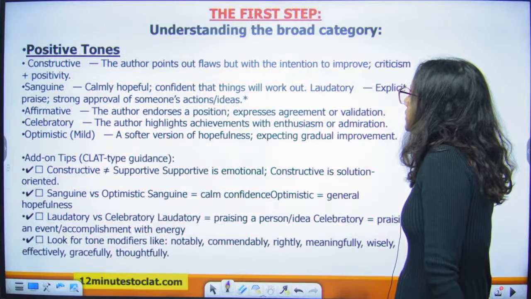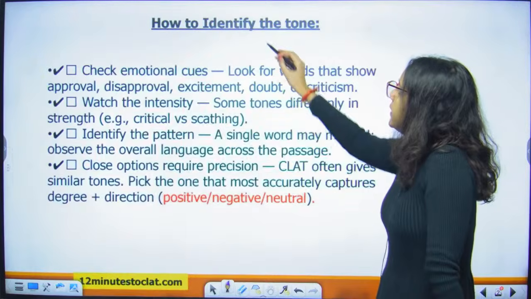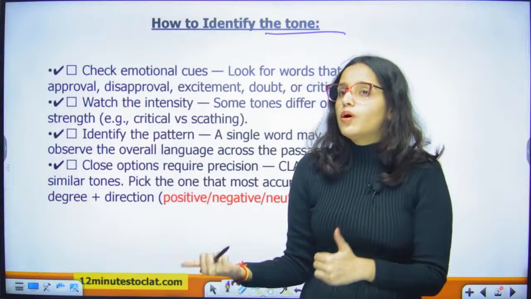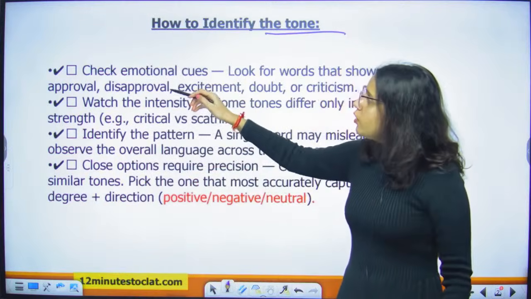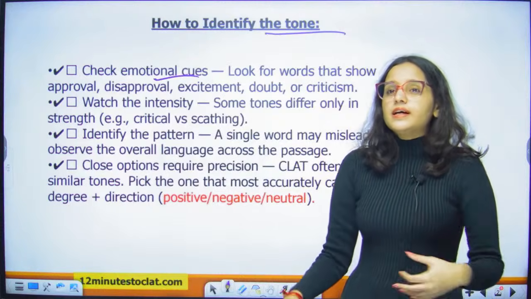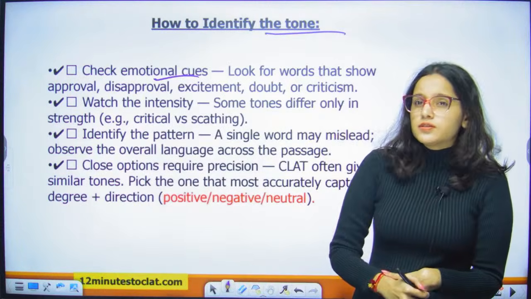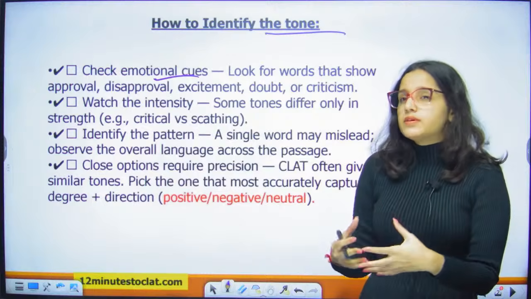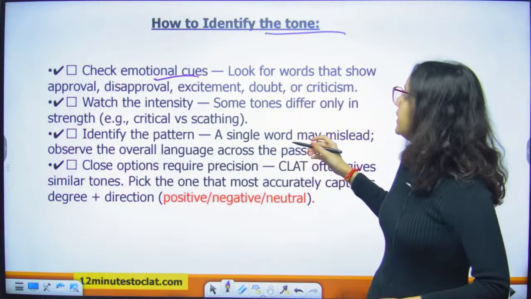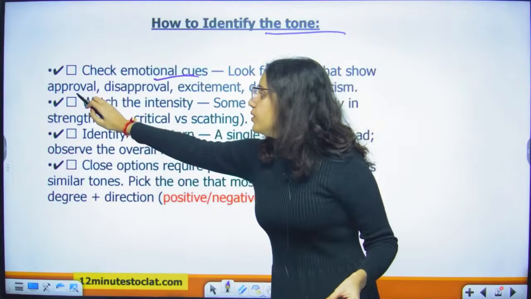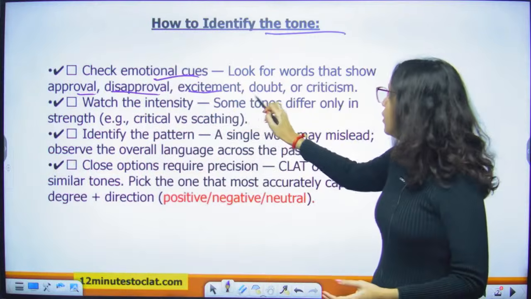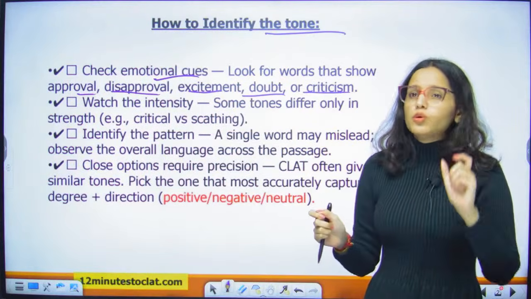Now let us understand how to identify the tone. Okay, now stop chatting for a while and just look at the board, what we are learning. First of all, you check for any emotional cues, है ना, जैसे words like gracious or spendthrift, miser, whatever. These words give you a hint as to what the author is feeling, right? Any word that is showing approval, disapproval, excitement, sorrow, doubt, or criticism, look for those words.